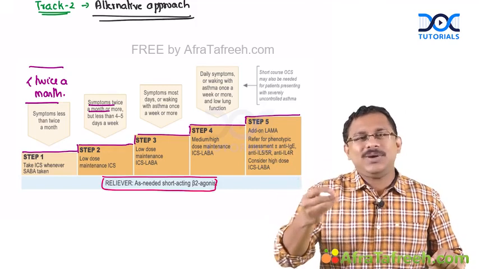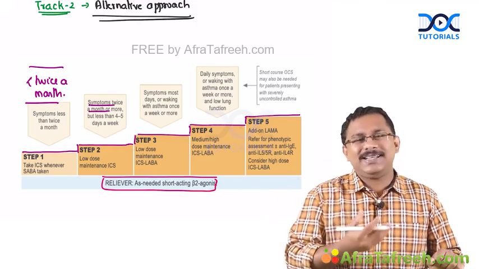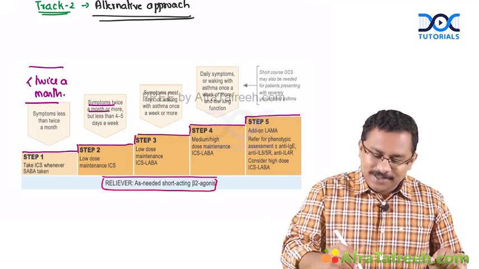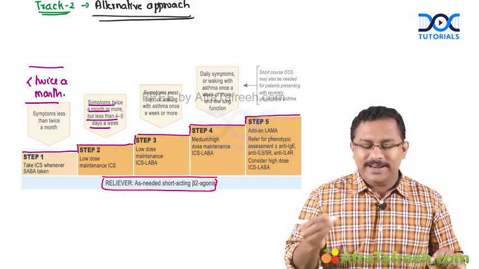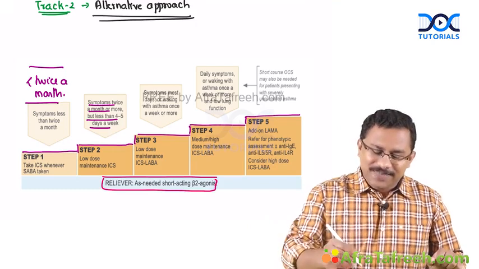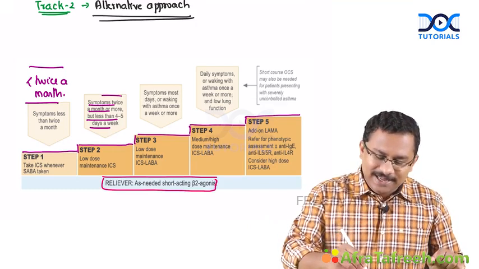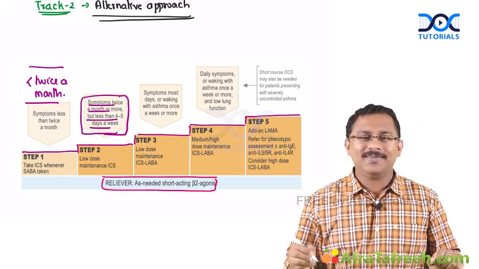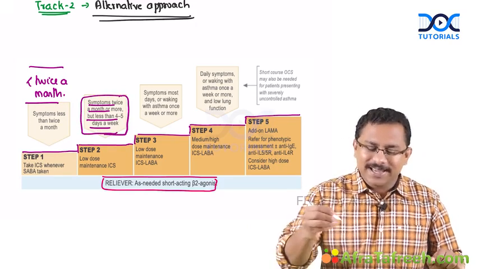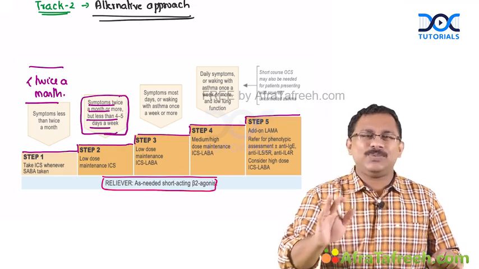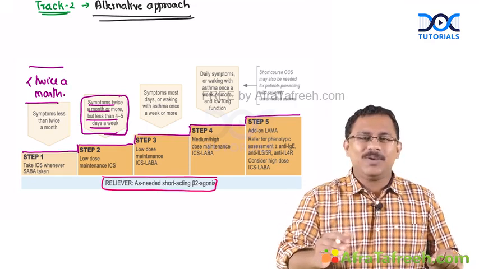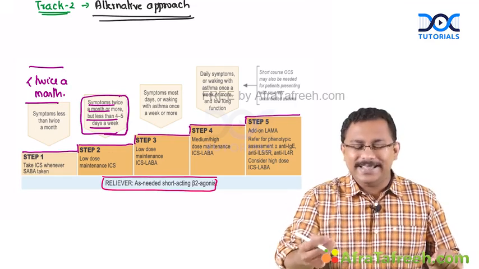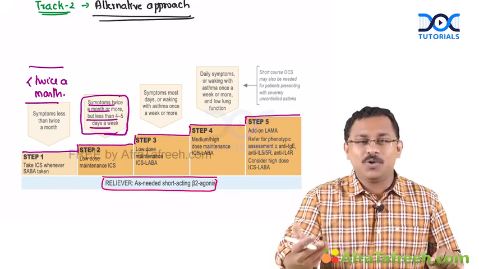Step 3 onwards, it is exactly the same as what we discussed in the previous track 1. But this will be less than 4 to 5 days a week. So that is going to be the category of step 2. All right. Now, step 3 and step 4, just as we discussed in track 1: almost daily symptoms, waking up from sleep because of asthma at least once in a week or more.